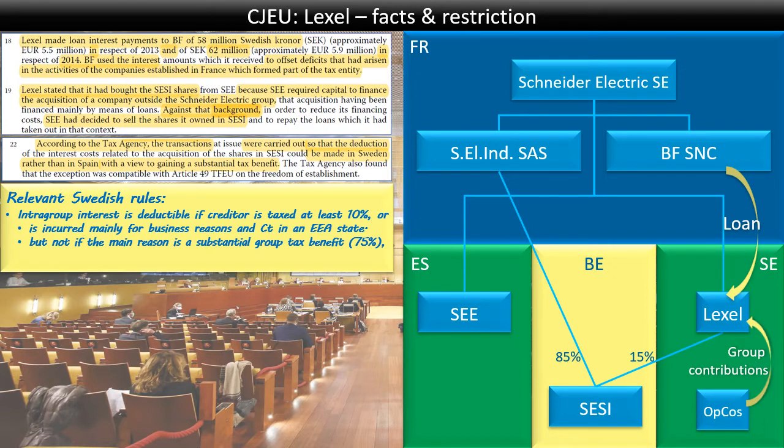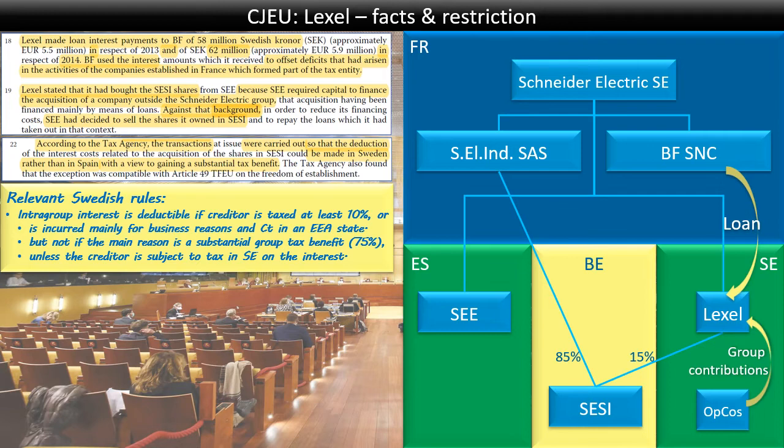But it is not entitled to deductibility if the main reason for creating the deduction is a substantial group tax benefit, and main reason apparently in the parliamentary materials is more than 75% of the reason for the transaction, unless the creditor is subject to tax in Sweden on the interest. So if the creditor is a Swedish company, you can deduct the interest even if it is done for a substantial group tax benefit, but you can't deduct the interest if it is not a Swedish company, right?